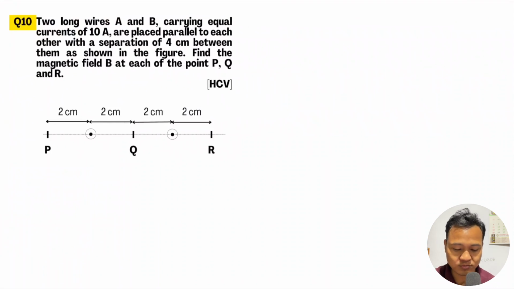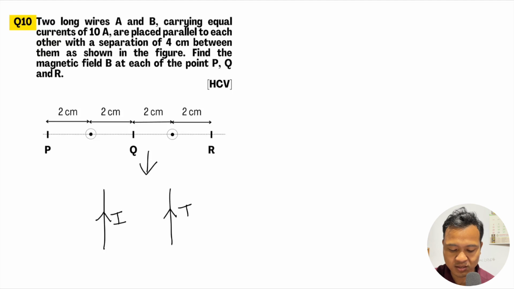Two long wires A and B carrying equal currents are going into the plane. If you look at it from the top, the current is like this. They are placed parallel to each other with a separation of 4 centimeters between them. Find the magnetic field at points P, Q, and R.